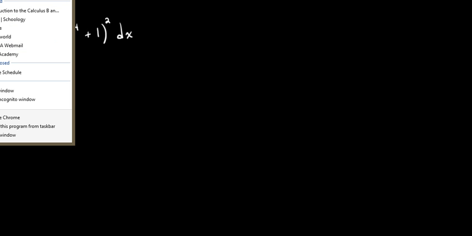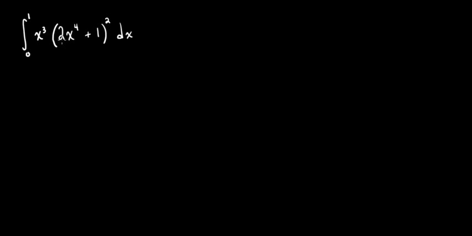But I'll explain how we're going to handle these limits in just a bit. The first thing that you want to do is identify what substitution you are going to make. What are you going to let u equal? And just by looking at this problem, it looks like I'm going to let u equal this thing right here. So I'm going to say that u is equal to 2x to the fourth plus 1.